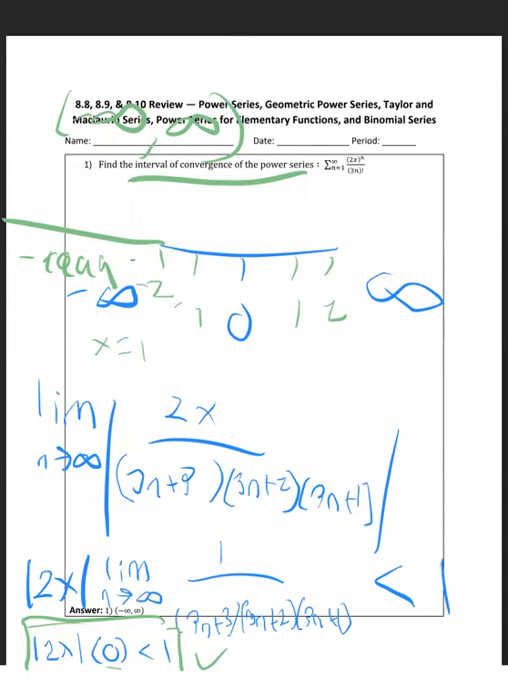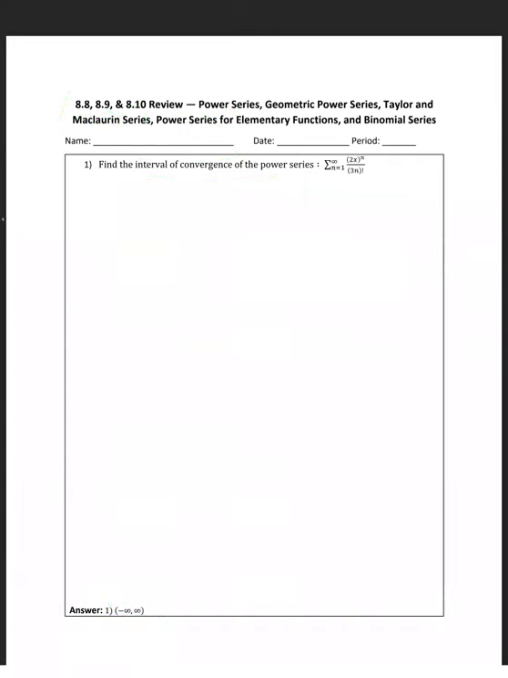They're normally not this easy. You're normally not going to get one that's -infinity to infinity, but when you do get one, it's less work, because you know that any single number you plug in is going to give you less than 1. It's going to converge according to the ratio test. So that is how you do this first one. I'm going to move on to the next one now.